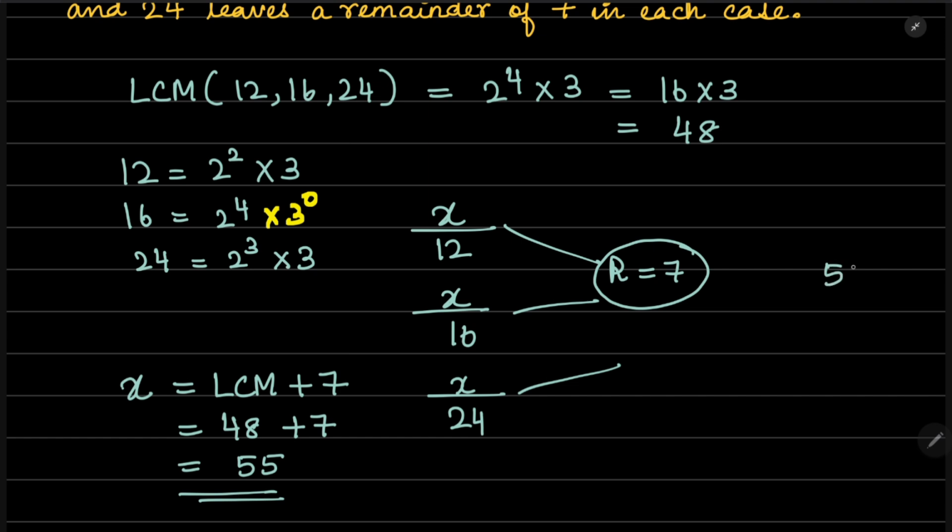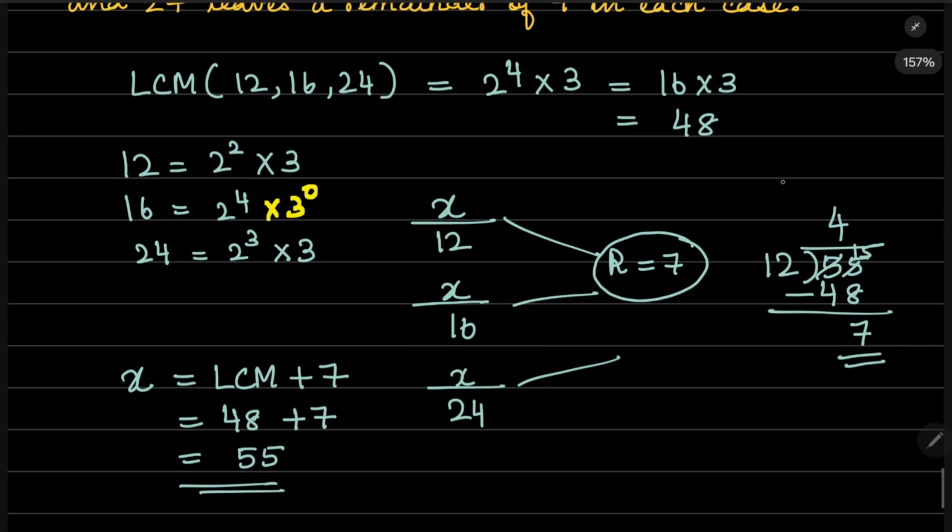So 55, if you divide it by, say for example, 12, 12 4s are 48, so here you have 15 and you will get a remainder of 7. It's just to cross verify. If 55 is divided by 16, you'll also get a remainder of 7. And if you divide 55 by 24 also, you'll be getting 7 as the remainder in each case. This is just for your verification.